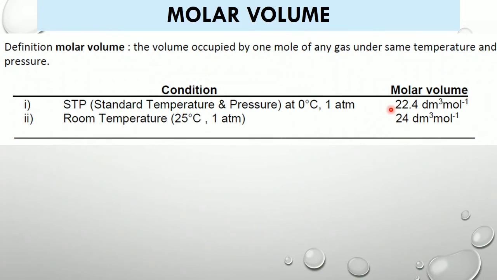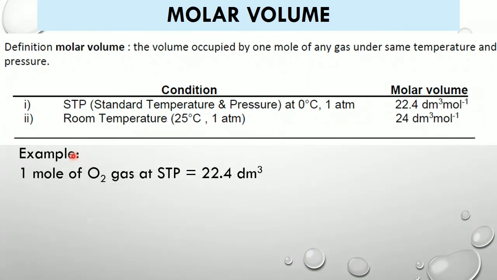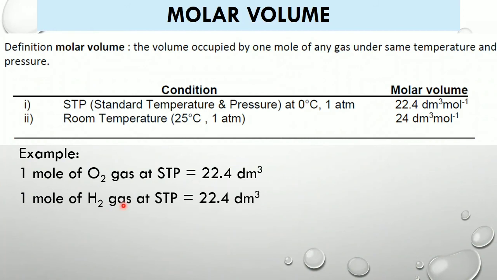So based on this information, 1 mole of any gas at the same condition will have the same volume. So for example, 1 mole of oxygen gas at STP condition will have 22.4 dm3 volume. Same to 1 mole of hydrogen gas at the same condition STP, also will have 22.4 dm3.